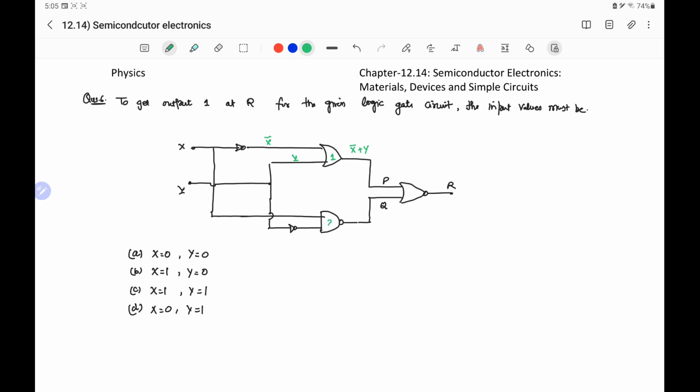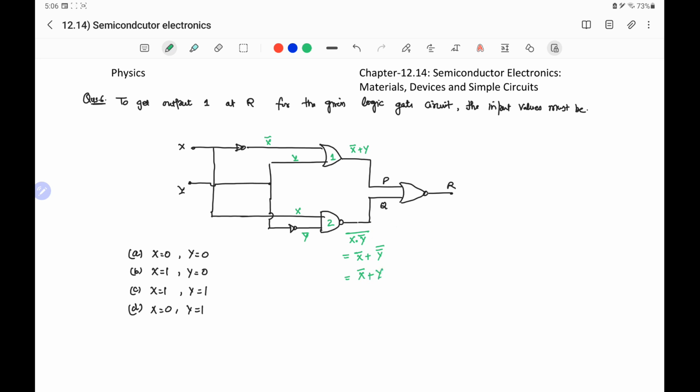Similarly, if we see the NAND gate 2, inputs are, one is x and another is the complement of y. So the output of the NAND gate 2 will be x and y complement, whole complement. This will be equal to, using De Morgan's theorem, complement of x or double complement of y. This will be equal to complement of x or y.